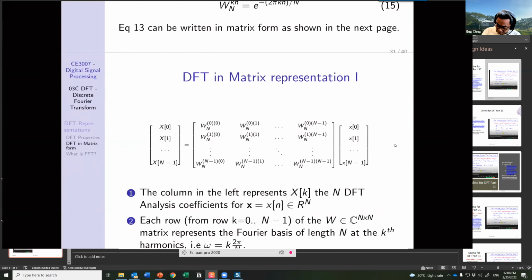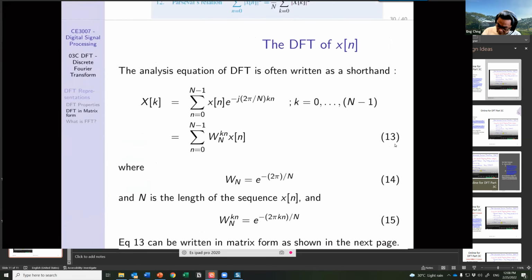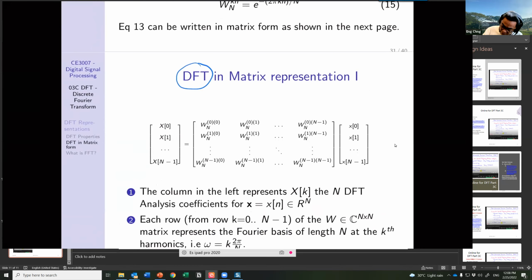Now, a DFT can be represented simply as a matrix multiplication. This is X of k, k equals 0 to n-1. So this is the Fourier representation in the frequency domain. This is x of n. And you realize that this matrix, which is an n by n matrix, multiplied by an n by 1 vector, will give you n by 1. This matrix is a DFT matrix.